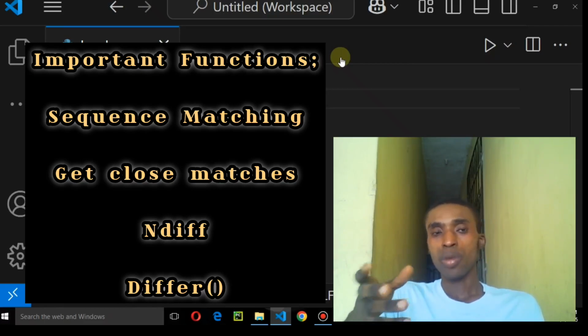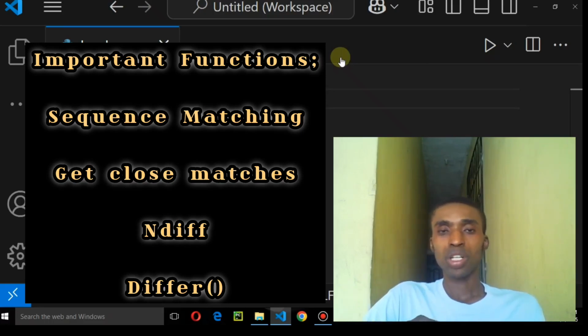We're also going to talk about the machine learning scenario where it is used. We're going to make use of it. And when it comes to web scraping, we're basically going to make use of this. So the importance of this difflib cannot be overemphasized.